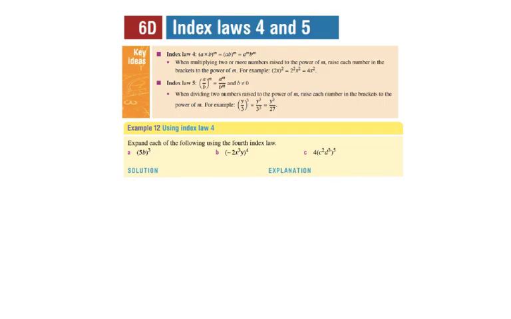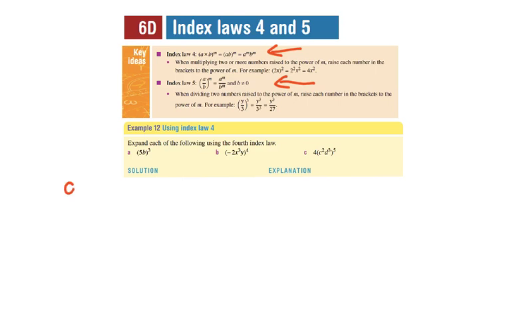Let's look at our next slide, and this is for index laws number 4 and 5. This is basically still dealing with brackets, but we might have some timesing and some fractions happening inside of the bracket, and then the indice on the outside. Your index law for 4 is up here, and your index law for 5 is up here. These are just general rules that we can follow.